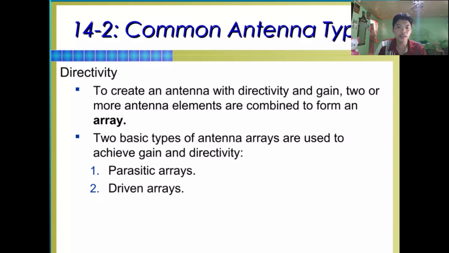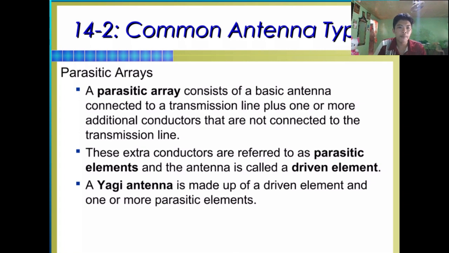To create an antenna with directivity and gain, two or more antenna elements are combined to form an array. Two basic types of antenna arrays are used to achieve gain and directivity. First, parasitic arrays. Second, driven arrays. A parasitic array consists of a basic antenna connected to a transmission line plus one or more additional conductors that are not connected to the transmission line. These extra conductors are referred to as parasitic elements, and the antenna is called a driven element. A Yagi antenna is made up of a driven element and one or more parasitic elements.